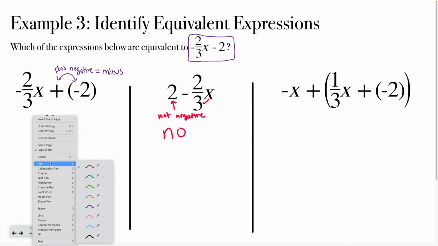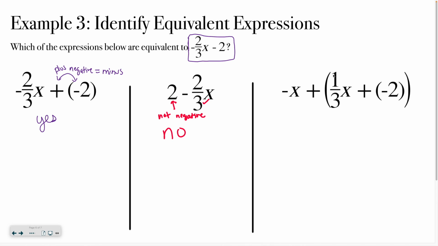Okay. Then let's move on to our last one. I have negative x plus 1/3 x plus a negative 2. So right off the bat, I know that this right here, that's the same as saying minus 2, right? And I have negative x plus 1/3 x. So if I think about this, this is a negative 1x plus 1/3 x minus 2. I know that negative 2 checks out, right? But what's negative 1 plus 1/3?